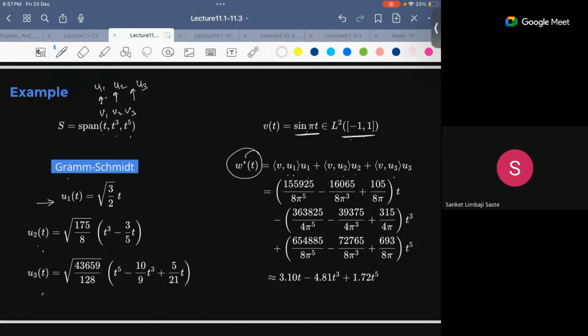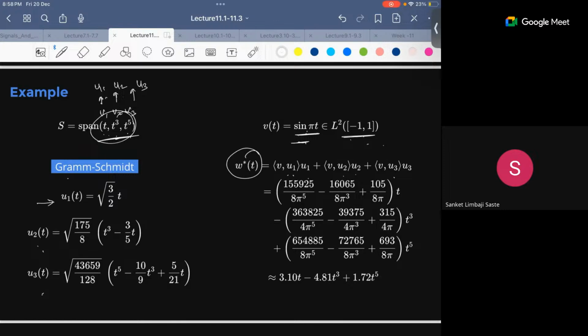Have you understood the method or not? If you are asked to calculate which polynomial will best approximate this sine of pi t, how will you calculate? You have to use this formula, right? Whatever signal has been given to you, let's say here sine pi t, and you are asked which combination of t, t squared, t to the 5, what values of a, b, c, will approximate sine of pi t in the limit of -1 to 1.